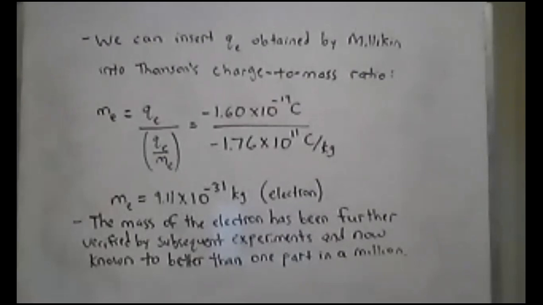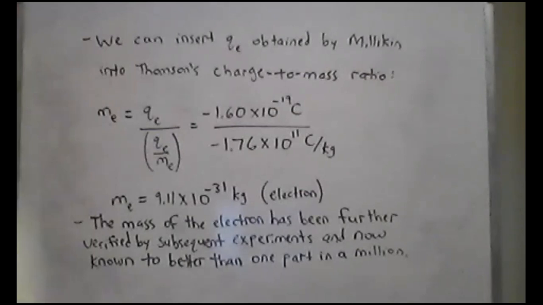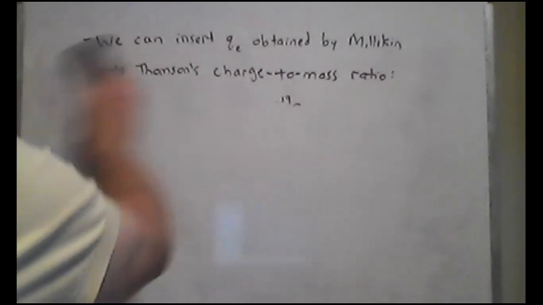All right, so the electron has the smallest rest mass of any particle that has a rest mass. Remember, photons have no rest mass. So again, this measurement of the electron is the smallest rest mass of any particle that has a rest mass.